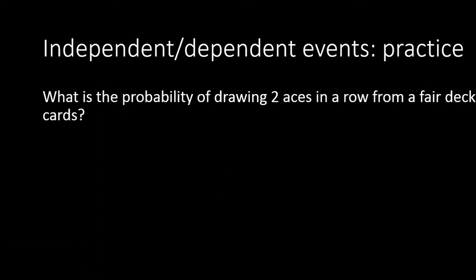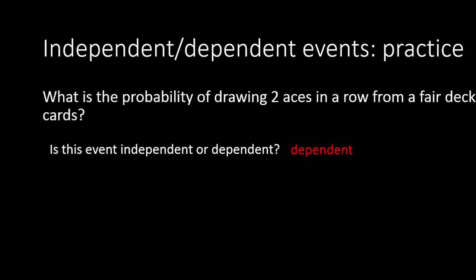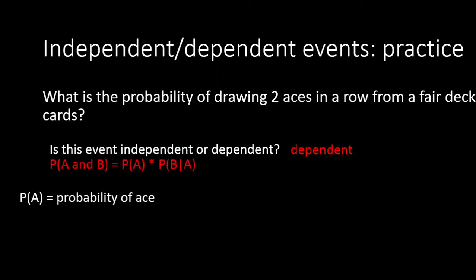So what is the probability of drawing 2 aces in a row from a fair deck of cards? First of all, is this independent or dependent? Now, this is dependent, and here's why. If I take a card from the deck and don't put it back, I've just changed the odds of what's going to happen next. If I put the card back, fine, but we're saying drawing 2 aces in a row, so meaning I didn't replace the card. So this is a dependent event, and I'm going to have to use this formula to figure it out. So I need to know the probability of A, probability of getting an ace the first time.